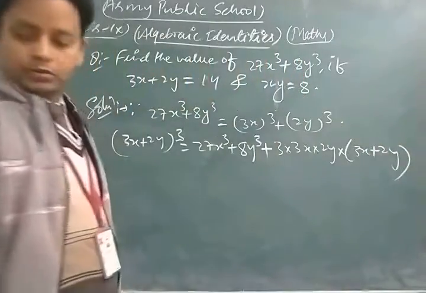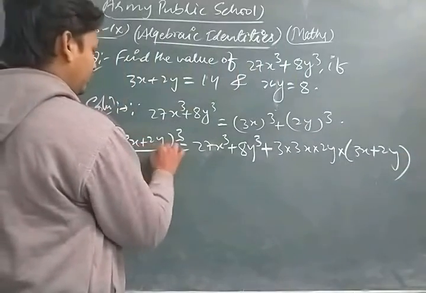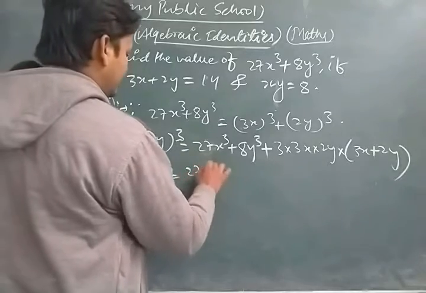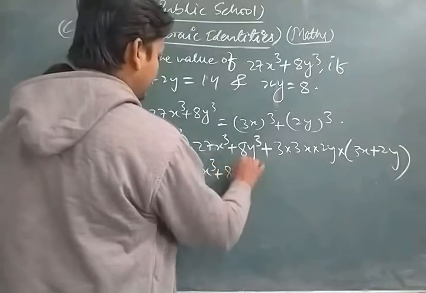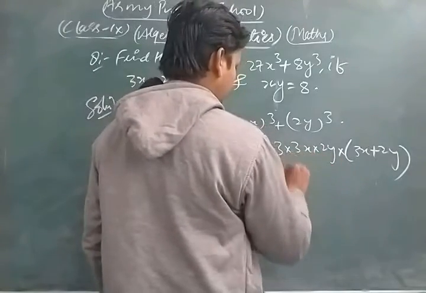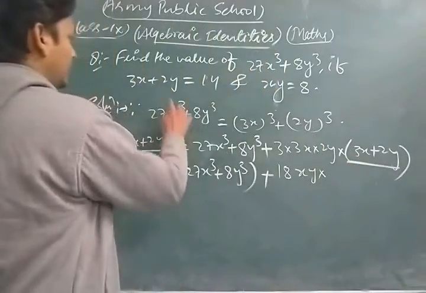Now we put the values. The value of this is 14 cube. We find the value of this expression, plus 18 into x into y into the value of 3x plus 2y, which is 14.